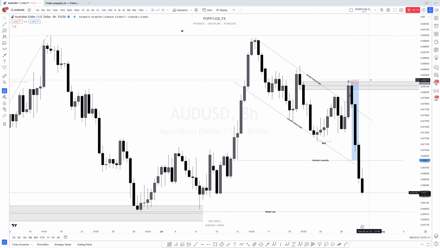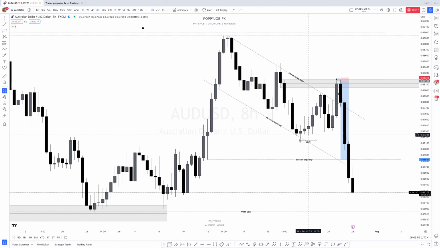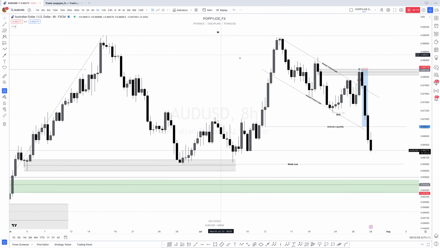I made this analysis whereby I marked this zone and I said we're going to be looking for a sell from here. And I was even targeting this sell side liquidity. Now this is the reason why I targeted this sell side liquidity.